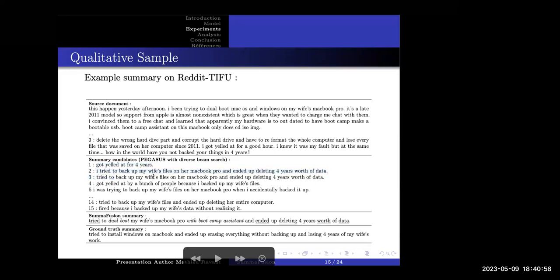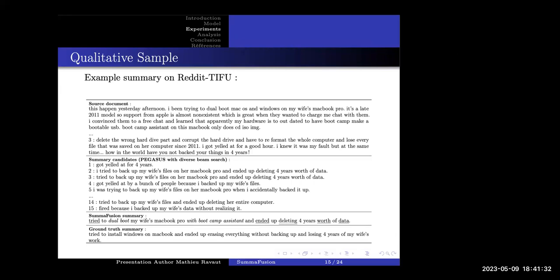Third one is decent. I tried to back up my wife's files on a MacBook Pro, ended up deleting 4 years worth of data, right? The last block is the ground truth summary from this dataset. So: try to install Windows on MacBook and ended up erasing everything without backing up and losing 4 years of my wife's work. And SummaFusion here predicts: try to dual boot my wife's MacBook Pro with Boot Camp Assistant and ended up deleting 4 years worth of data.